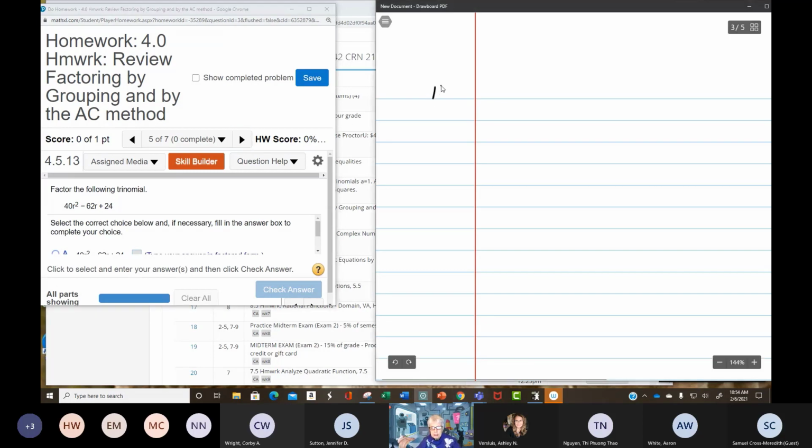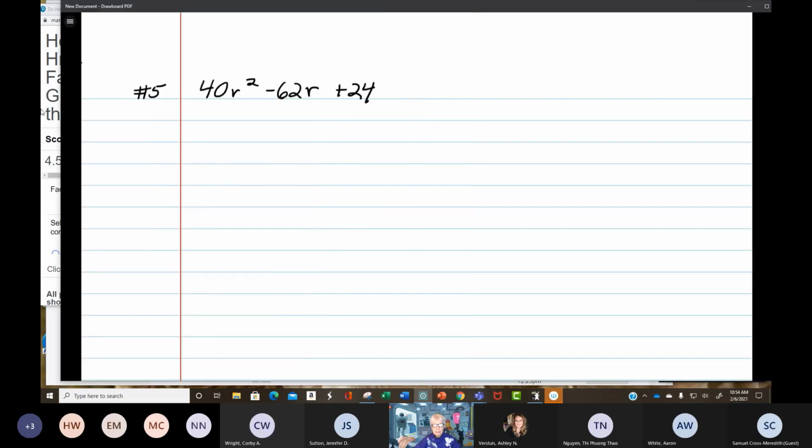Number 5 in your homework. 40r squared minus 62r plus 24. Okay. Make absolutely sure I wrote that down correctly. All right. Now, 40, let's break them all down. Let's do this thing. Do it right.